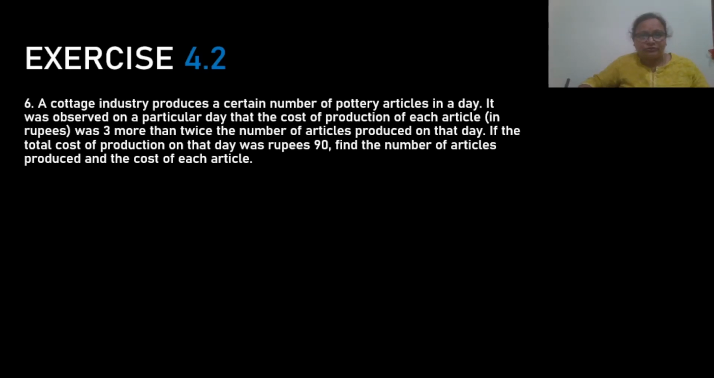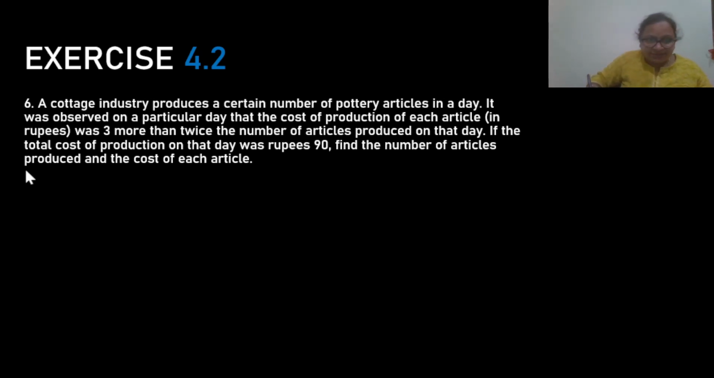Exercise 14.2, question number 6. That is the last question of the exercise. A cottage industry produces a certain number of pottery articles in a day. It was observed on a particular day that the cost of production of each article in rupees was 3 more than twice the number of articles produced on that day. If the total cost of production on the day was rupees 90, find the number of articles produced and cost of each article. Cost of production of each article was 3 more than twice the number of articles. So, cost of production of each article depends on the number of articles.